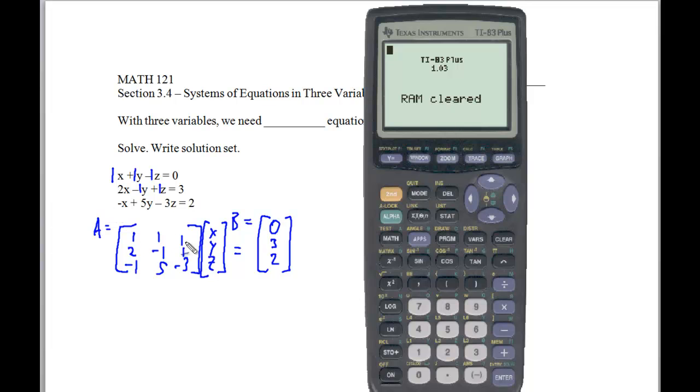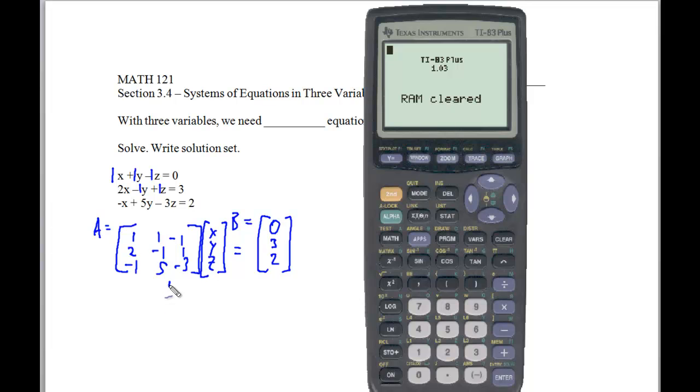And these two matrices together, if you did your matrix multiplication, this would be 1x, 1y, negative 1z. This would be 2x, negative 1y, and 1z. And this would be negative 1x, 5y, and negative 3z. That's going to be equal to 0, 3, 2.